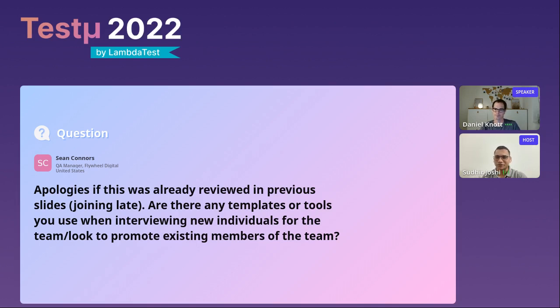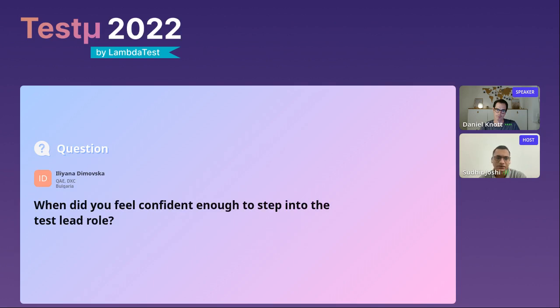And I love the transparency and the whole concept there, tying your performance to the salary grades. Next question we have from Ileana, which will be very relevant to what you just answered, is when did you feel confident enough to step into the test lead role?